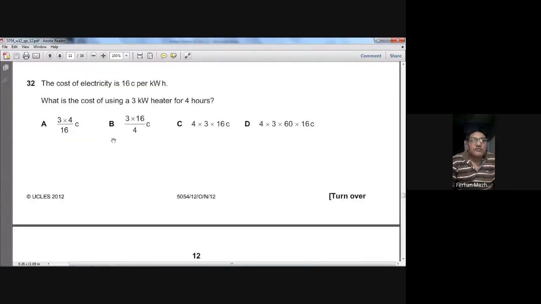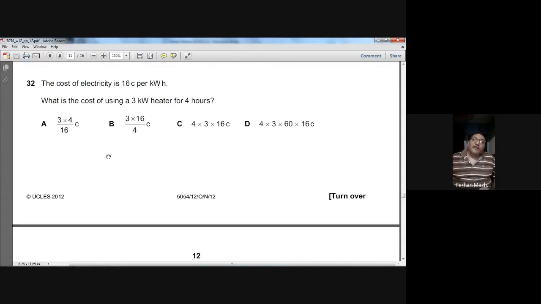Okay, so question number 32 is on your screen. The cost of electricity is 16 cents per kilowatt hour. What is the cost of using a 3 kilowatt heater for 4 hours? Whenever you calculate the electric energy for the purpose of calculating its cost, the formula is electric energy equals power into time. And the cost is power multiplied by time multiplied by the price of 1 unit of electricity.